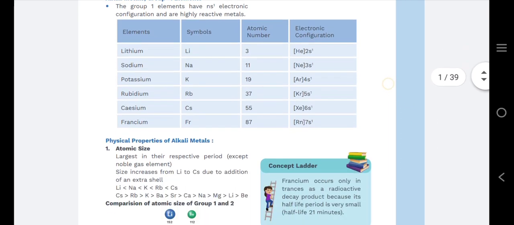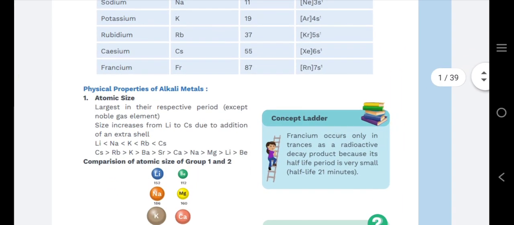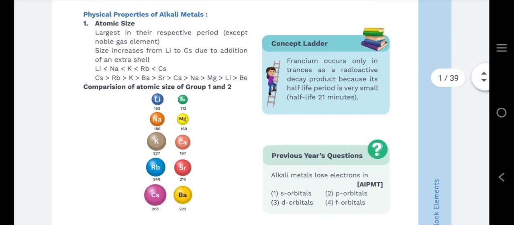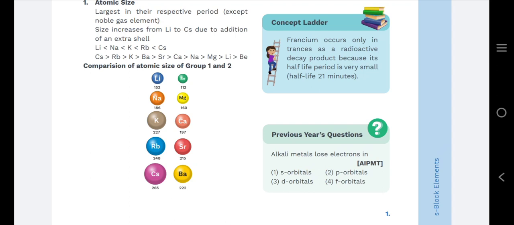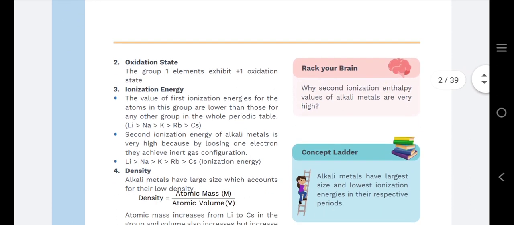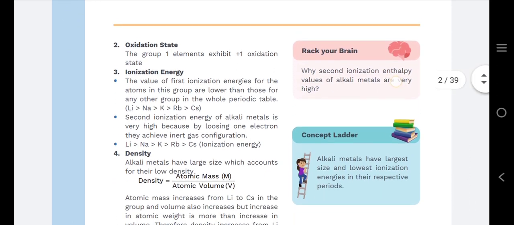Physical properties of alkali metals: atomic size, largest in their respective period except noble gas element. Size increases from lithium to cesium due to addition of an extra shell. Comparison of atomic size of group 1 and group 2 elements. Atomic size of group 2 is smaller than that of group 1 because on moving from left to right, size decreases. Oxidation state. The group 1 elements exhibit +1 oxidation state.